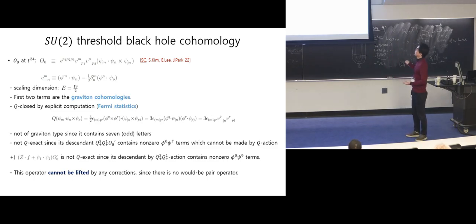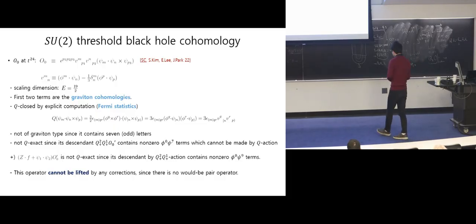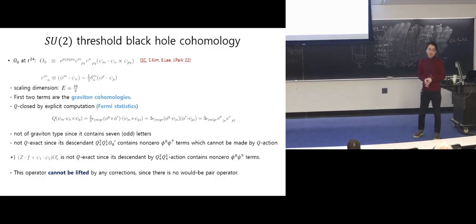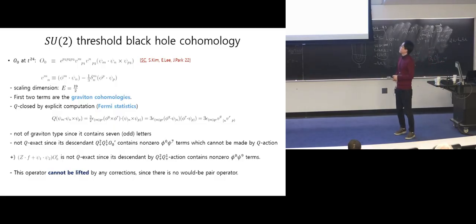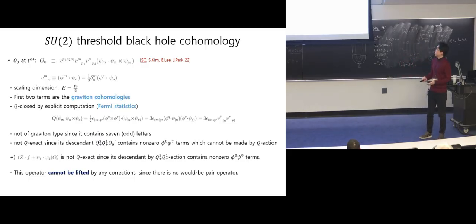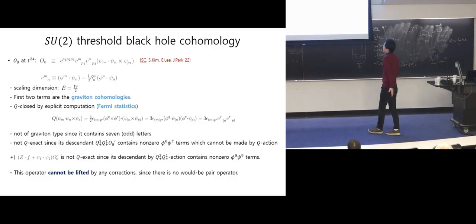If you consider this operator at higher N, it is not Q-closed. You can also show that this is not of graviton type and not Q-exact, so this is really a new fortuitous operator. One additional thing I should mention is that although we constructed it at one loop, it will not be lifted at any higher loop level, simply because there is no would-be pair operator in this charge sector. So this operator will be there at arbitrary finite coupling up to the strong coupling limit. So this is really the operator dual to the black hole microstates.